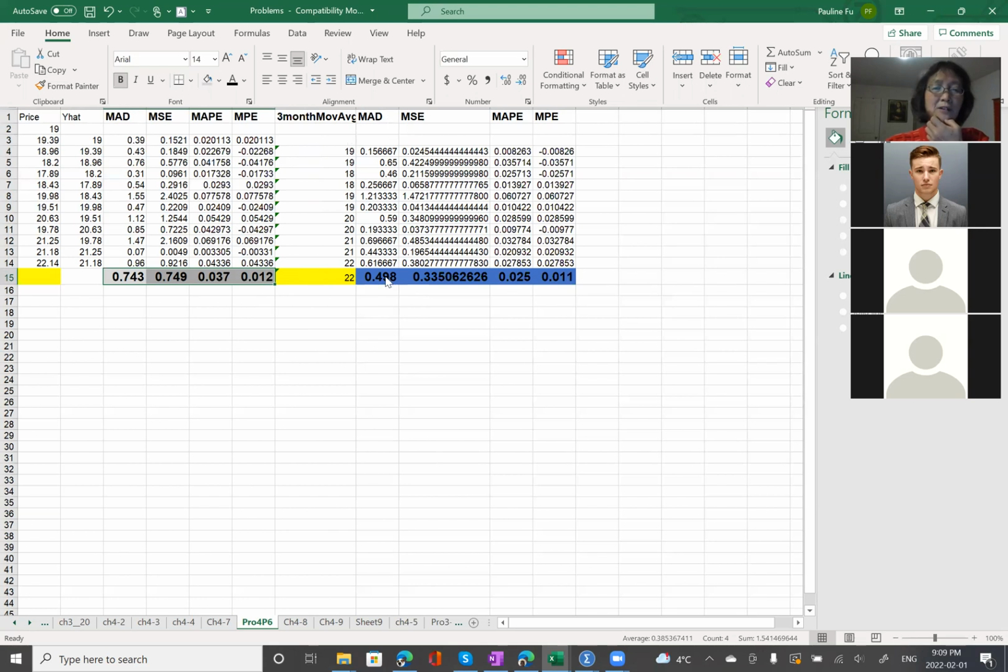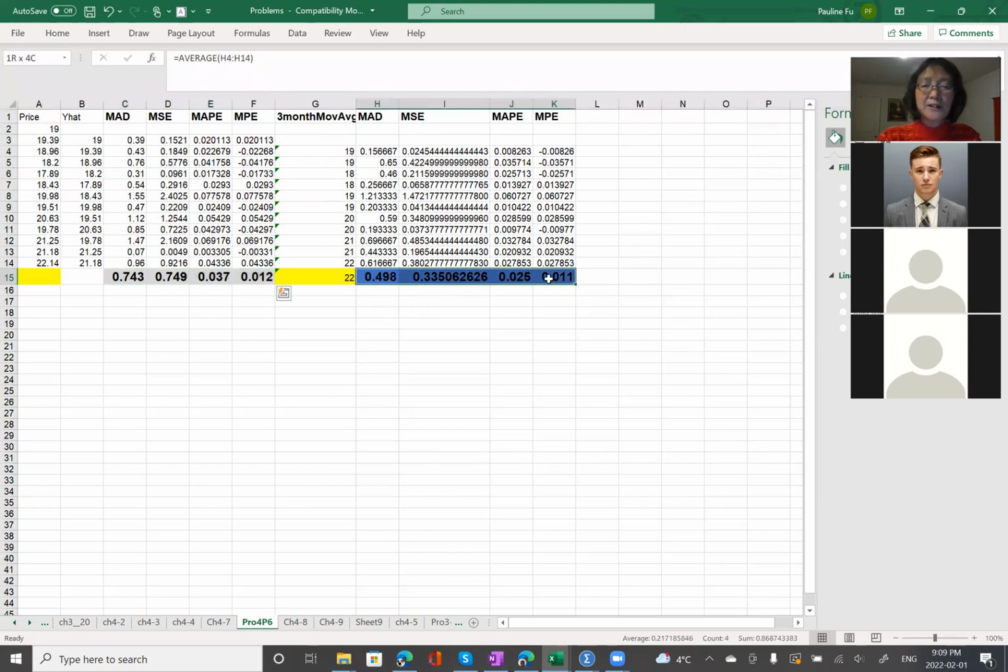Three moving average, MAD has a smaller value, and then MSE has a smaller value. So it looks like the 3-month moving average has a better forecasting capacity because those values are smaller than those values.